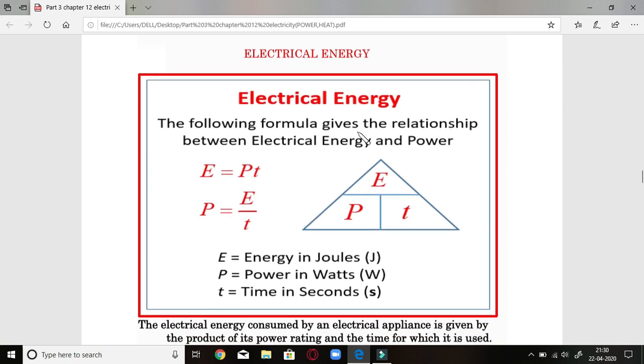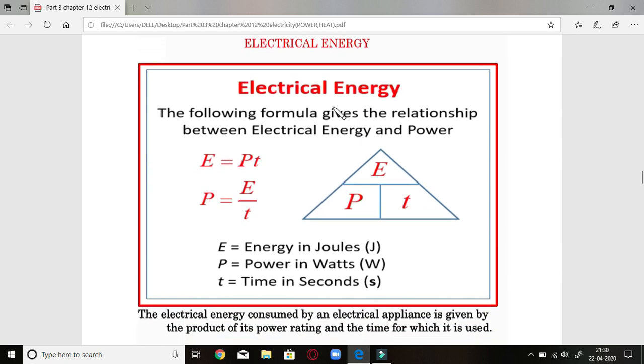Now the next topic is electrical energy. I would like to show you one very interesting formula here, students. I have made a triangle here, and in this triangle I have written E, P and T. This means E is equal to P multiplied by T, whereas P is equal to E divided by T. And if we want to find T, this will be equal to E divided by P.